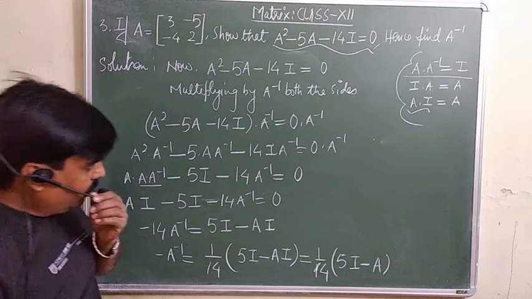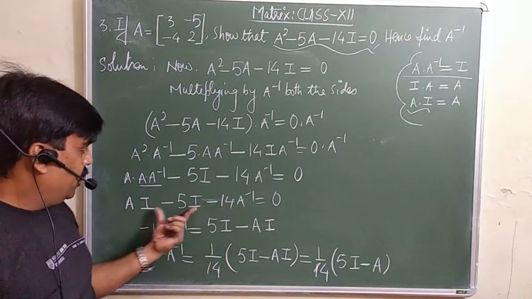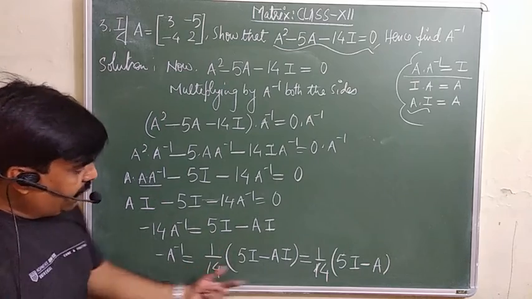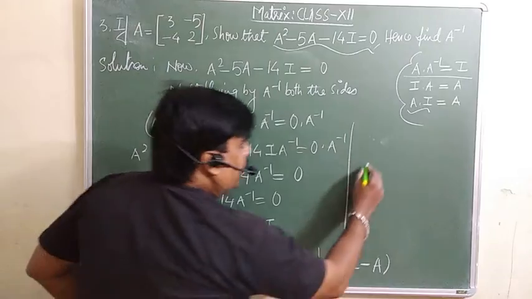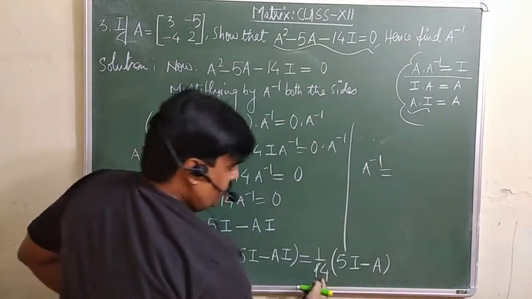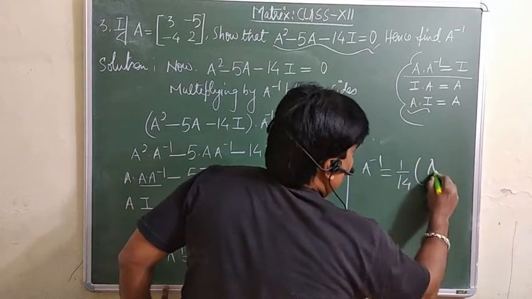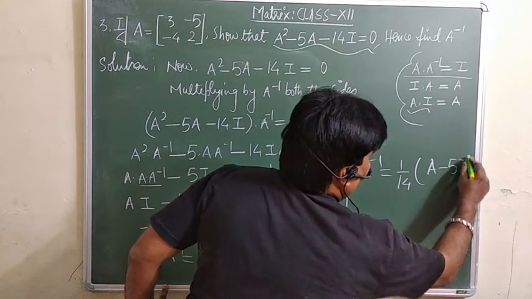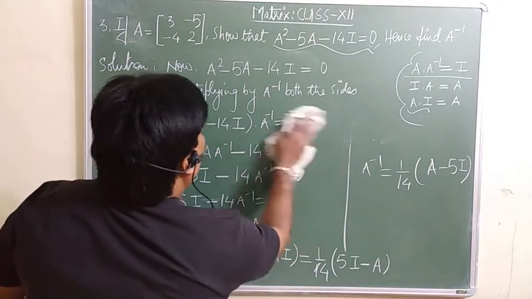Yes. So here you are getting minus A inverse is equal to this one. We are transposing these two terms to this side. So from here minus A inverse is equal to 1 over 14, this one. So you can say what you will get: A inverse is equal to, you can change the sign here, you can write 1 over 14 (A minus 5I). The value of A and the identity matrix you are supposed to put here only. So look at here now.